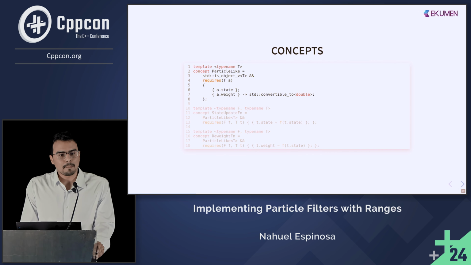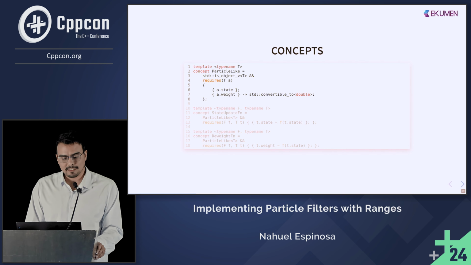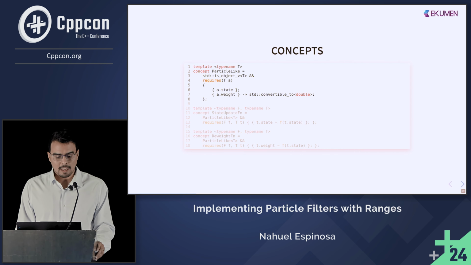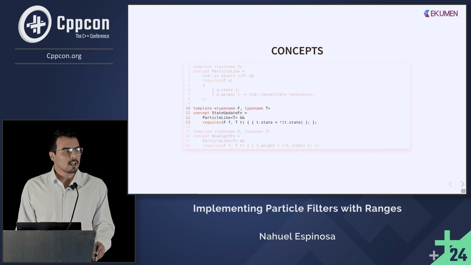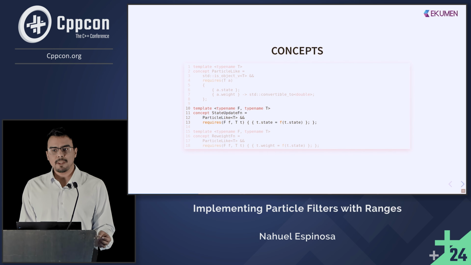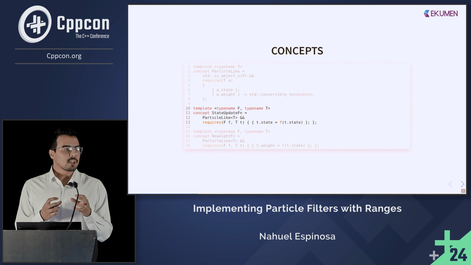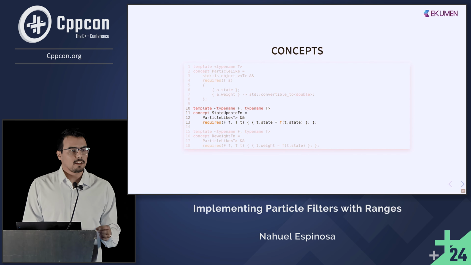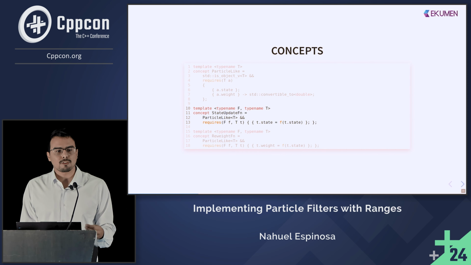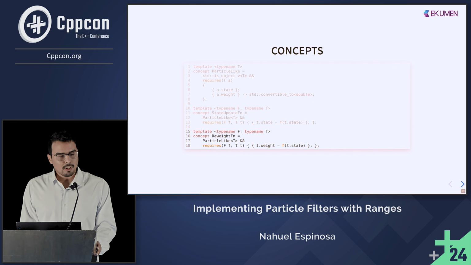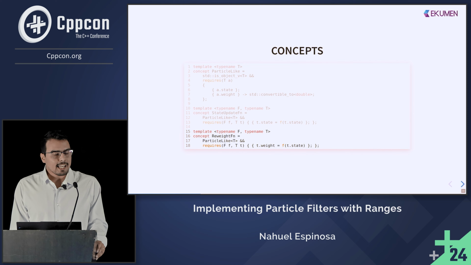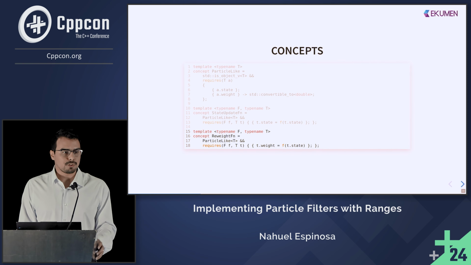The first one is a particle-like object, which is an object that has two members, a state that could potentially be anything, and a weight that must be convertible to double. We have two callable concepts. The first one is a state update function, which, given a particle object, can take its state and compute a new state and reassign it. So this is our transition model from before. And we also have a reweight function that can take a state of a particle and compute the likelihood of that particle being the true state of the system.